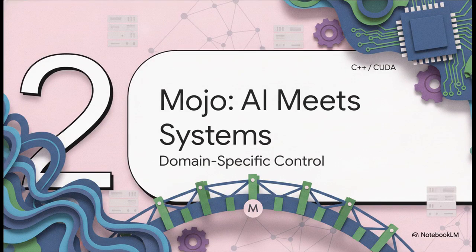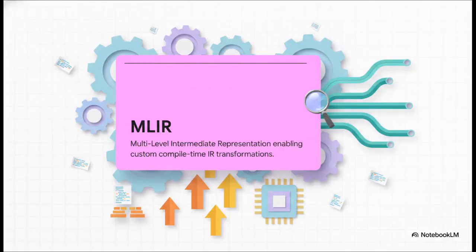Moving on to Section 2, Mojo, where AI meets systems. For the longest time, AI researchers lived comfortably in Python, but actually getting hardware acceleration meant you needed deep C++ or CUDA knowledge. Well, Mojo bridges this gap by making MLIR, that's multi-level intermediate representation, a first-class citizen. Now, usually, MLIR is this highly complex tool hitting deep inside a compiler, but Mojo just exposes it.